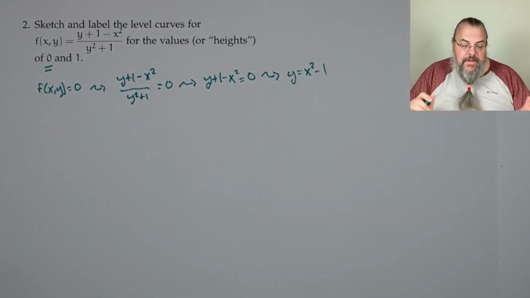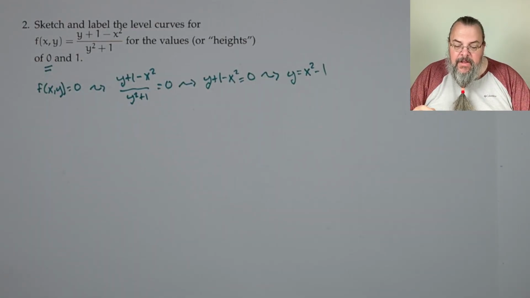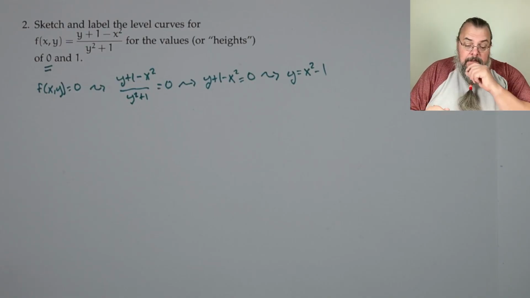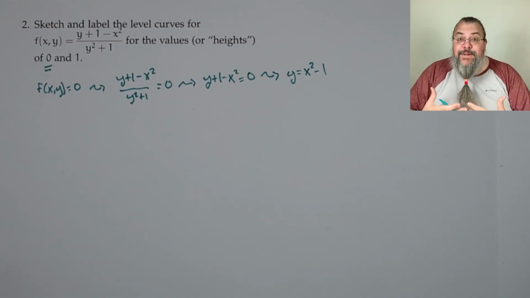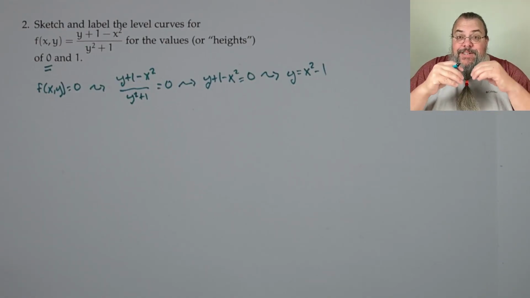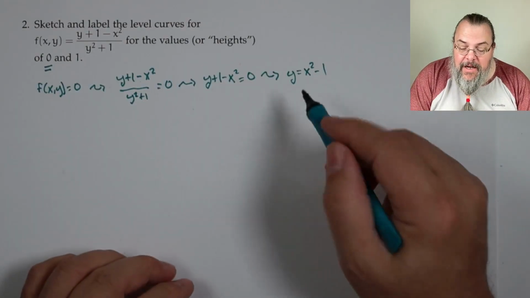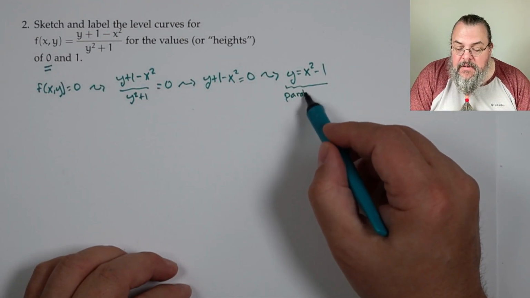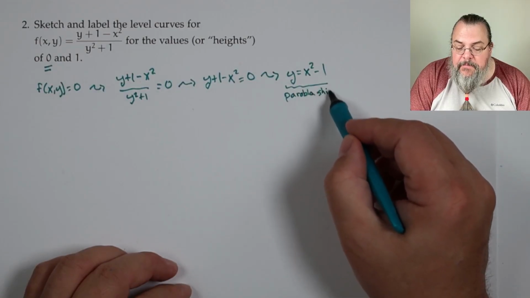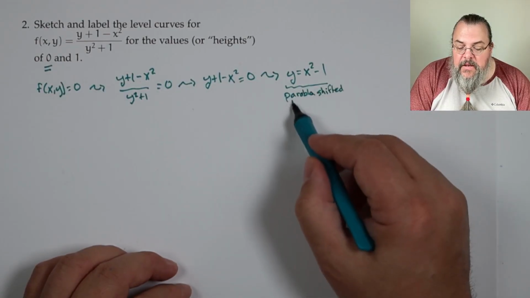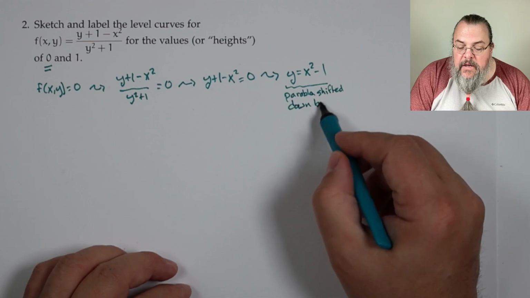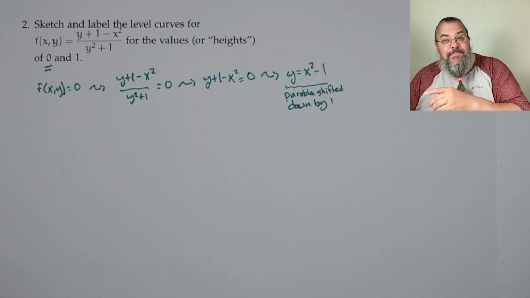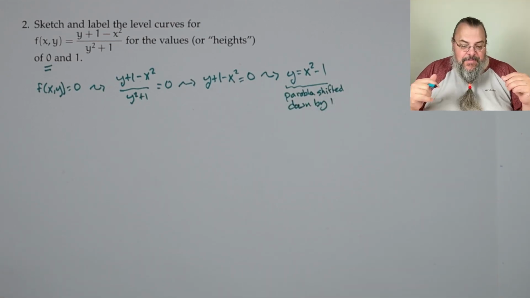Okay, good. And what is this? Well, this is a parabola that you've shifted down by 1. I say, aha. We'll even make a note: parabola shifted down by 1. All right. Well, good. Now, we should have made a comment. We'll make a comment now.